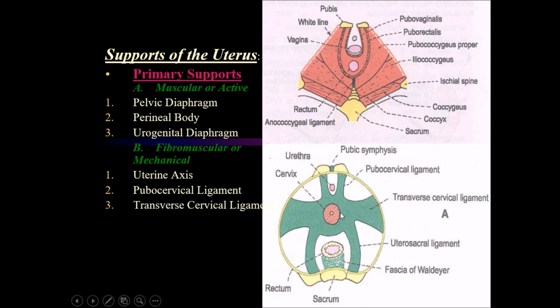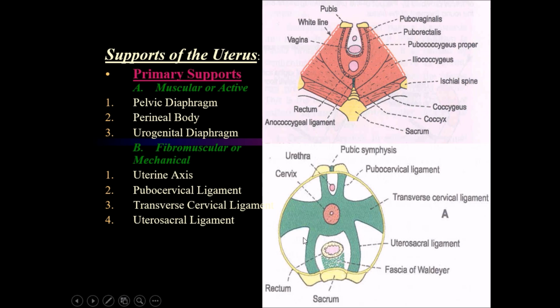Then there is the third important ligament, that is called the transverse cervical ligament. Again this is between the cervix and the lateral wall of the pelvis. So that's why this is called the transverse cervical on either side. So the pubocervical ligaments are again two here on either side, and the transverse cervical ligaments are again in pair. Then behind there is also one important ligament. This is called the uterosacral ligament. This is between the uterus and the sacrum. So that's why it is called the uterosacral.